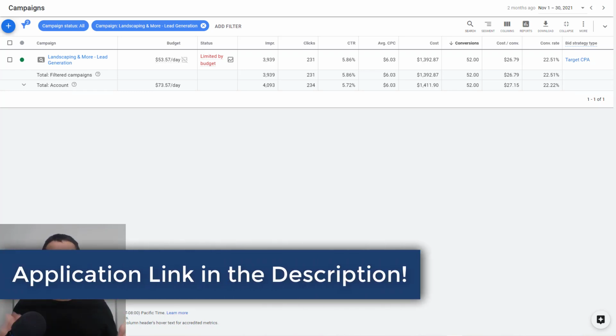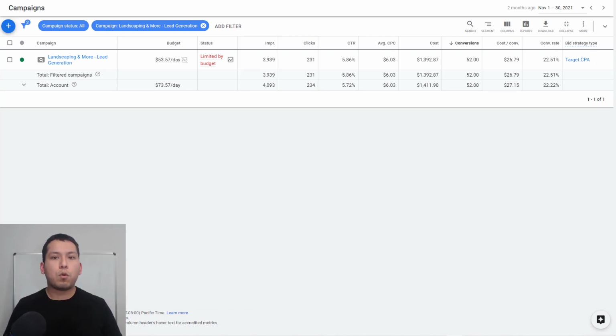But with that out of the way, let's get started with this case study. So we've been working with this company for almost a year now, but what we're going to show you here is from November to December and up to today's Google Ads stats. So let's get started. What we got here is a budget of $53.57 per day. As you can see, the status says it's limited by the budget. So if we were to increase this client's budget, the conversions would be even more, and we'll get into that.